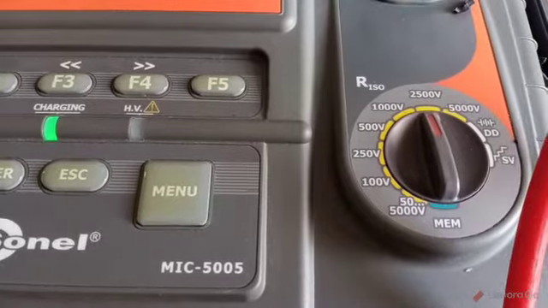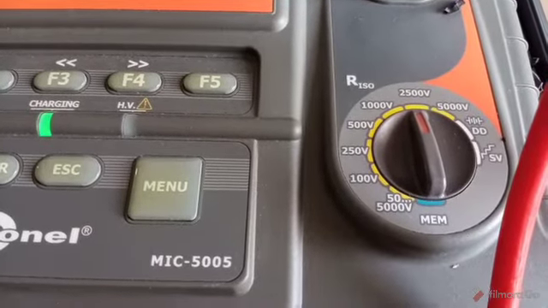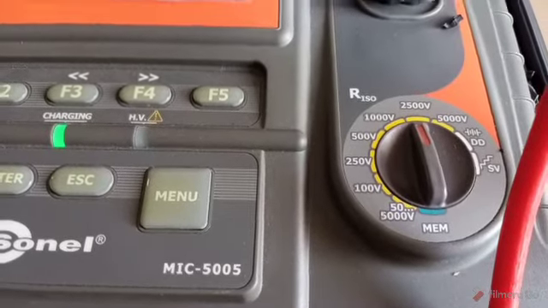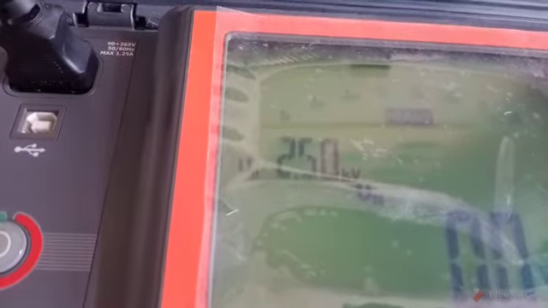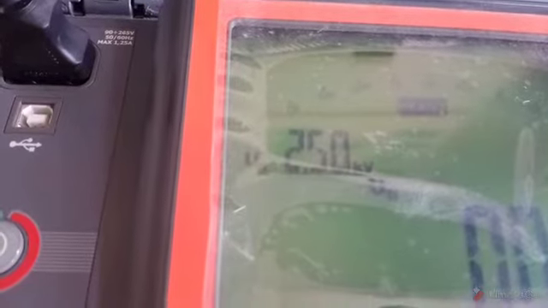Let's see, this is the knob provided. You can adjust the voltage from 50 volt to 5000 volt. Here I have used 2500 volt, so your display is representing 2500 volt. That means 2.5 kV. Now the voltage is set at 2.5 kV.